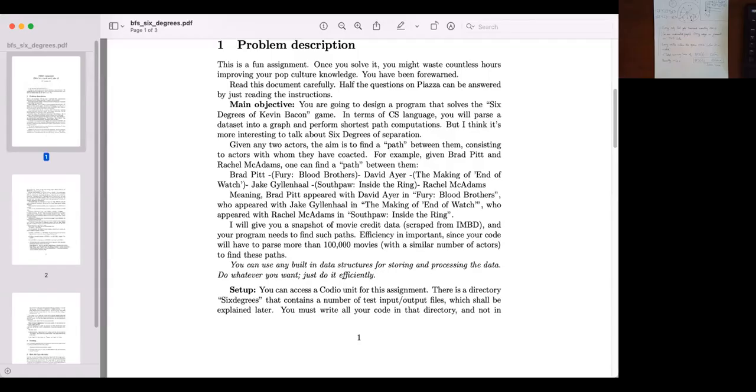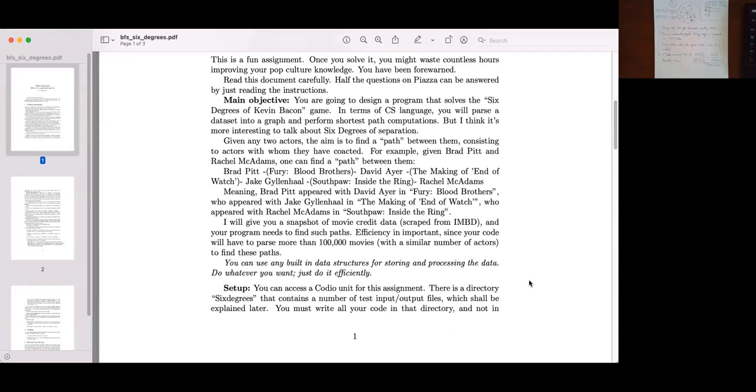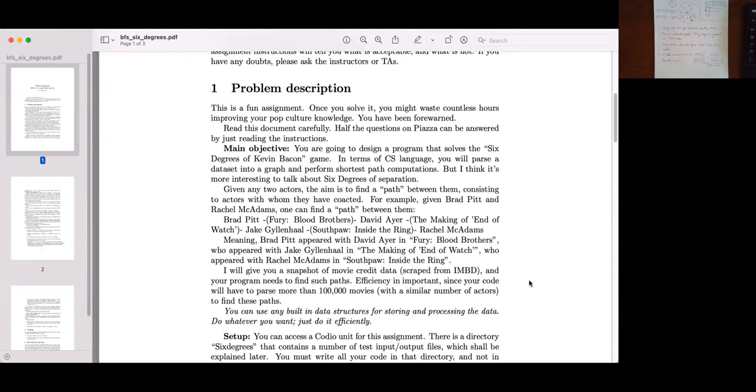All right, everyone sees the PDF file over here. So this is the PDF that you are going to use for your assignment. In my opinion, this is the most fun assignment of them all. It's not actually that much to code, but I don't know how many of you have played this game called Six Degrees of Kevin Bacon. So the idea is this. You need to find a path between two actors.